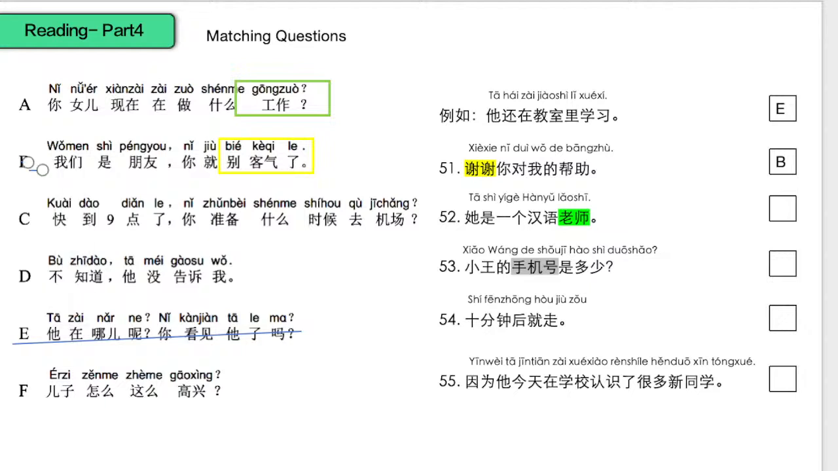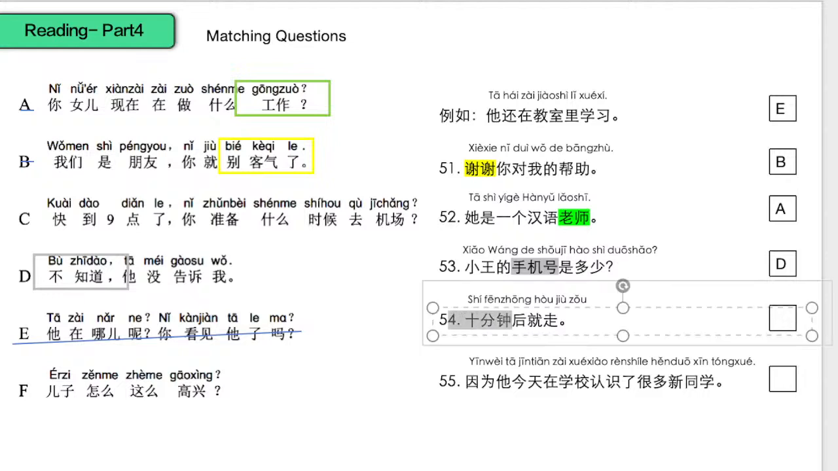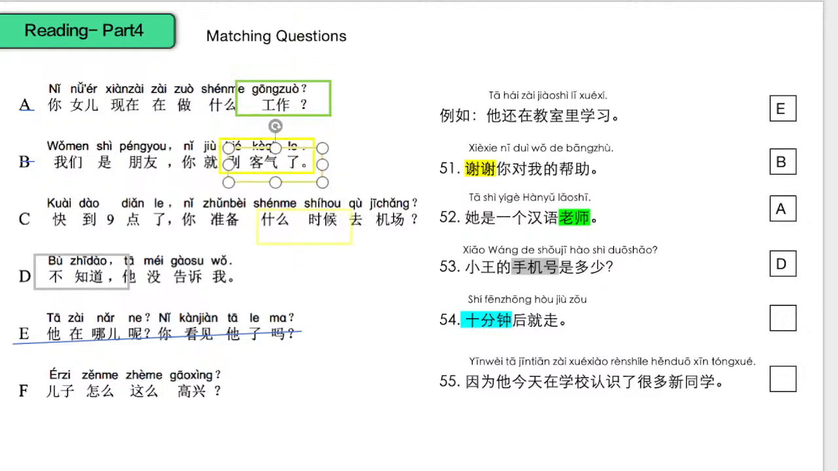Now 小王的手机号是多少? It asks about 手机号. So let's go find it. C: 快到9点了，你准备什么时候去机场? Not correct. 不知道，他没告诉我。Yes, so we choose D. He's asking about 小王的手机号 but he doesn't know, 不知道. So 53 is D, 52 is A. 54: 10分钟后就走. It's about the time, so the question must ask the time. Here we can locate C: 什么时候, which means what's the time? So 54 is C.